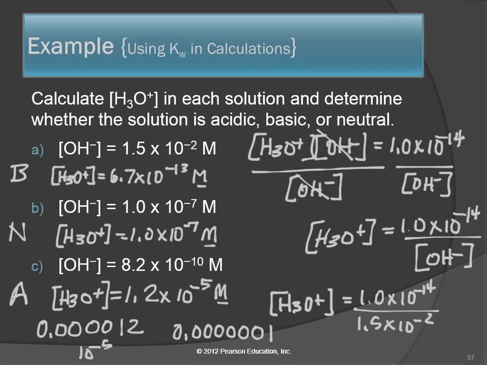Any questions? Yes? Where did you get 1.2 times 10 to the negative 5? I used this equation here. I took the Kw, 1.0 times 10 to the minus 14, and I divided by 8.2 times 10 to the minus 10. And that gives me 1.2 times 10 to the minus 5. And you can check your work by multiplying these two together, and you should get 1 times 10 to the minus 14. Any other questions?